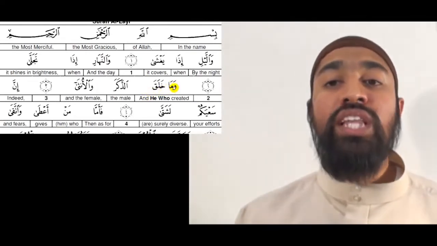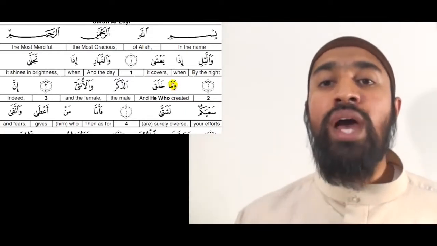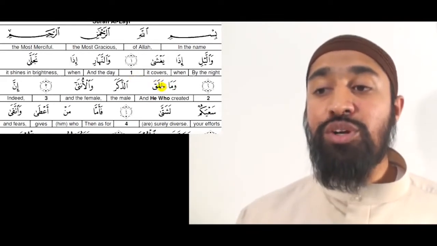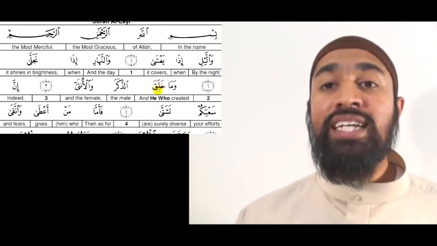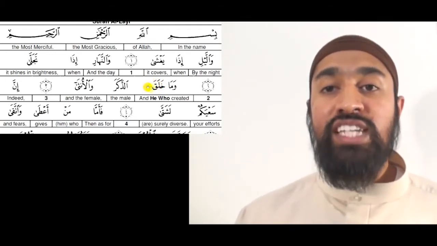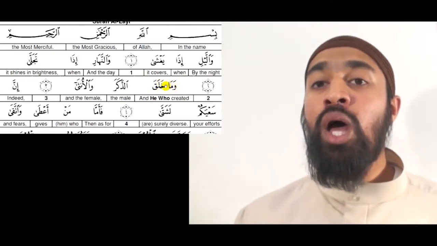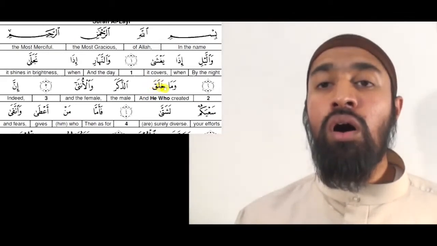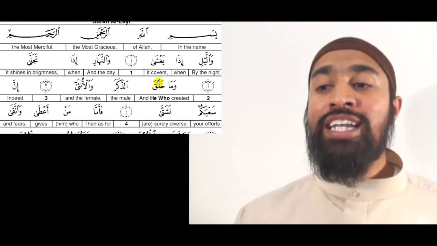وَمَا, Waw, letters of the lips. Mim, letters of the lips. Keep them wet. وَمَا. Kha is the third part of the throat, heavy letter. Kha. Lam is light, La. Qaf is heavy behind the uvula, Qa. وَمَا خَلَقَ. Now Qaf is heavy.